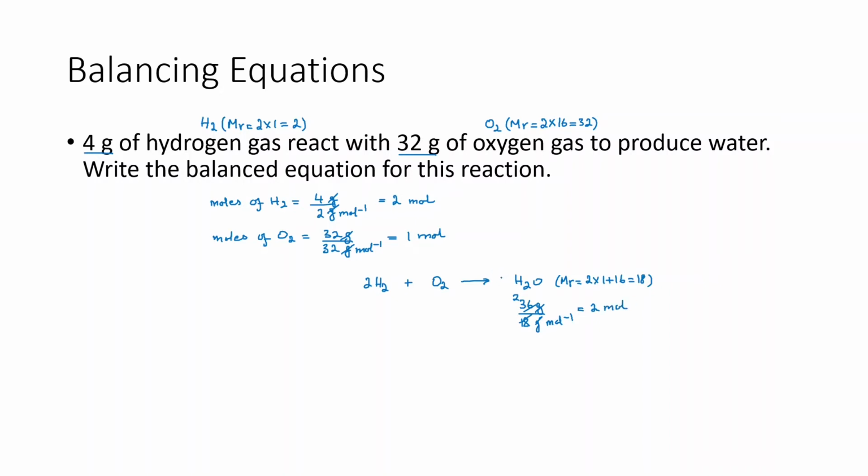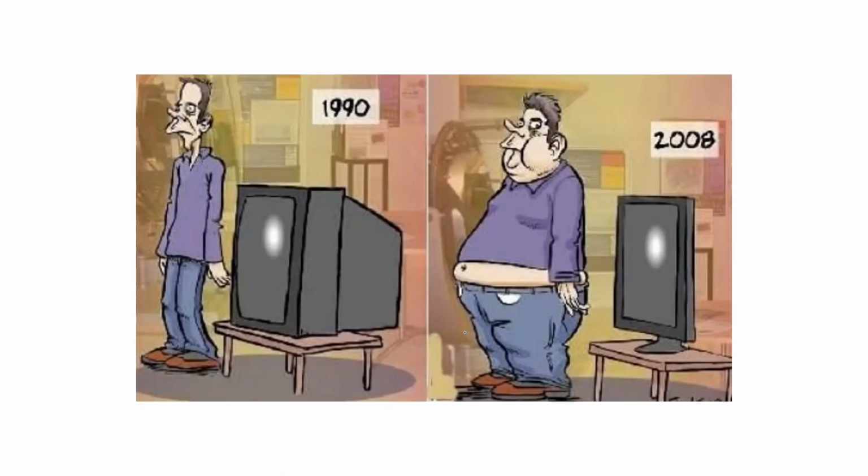So I write 2 over here. Now, if you count the atoms, we have 4 hydrogen atoms on the left-hand side and 4 hydrogens on the right-hand side, 2 oxygens on the left-hand side and 2 oxygens on the right-hand side. So the number of atoms of each element in this equation are equal, and so this equation is balanced, thanks to the law of conservation of mass that looks something like this, right?